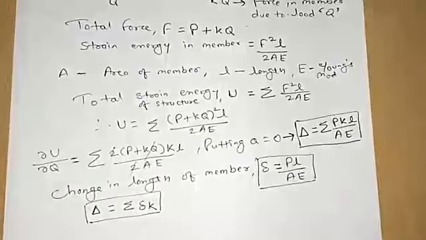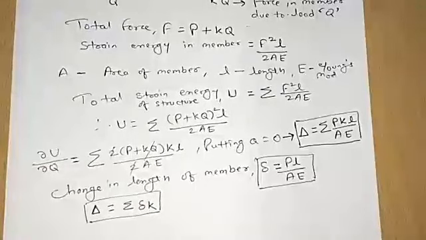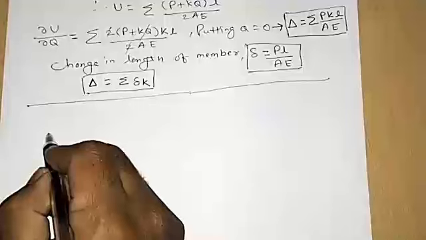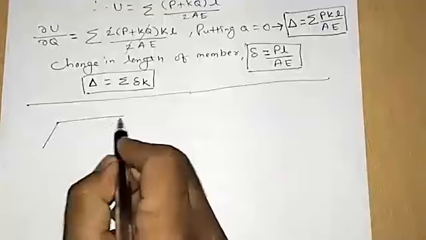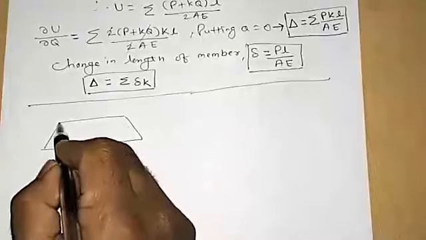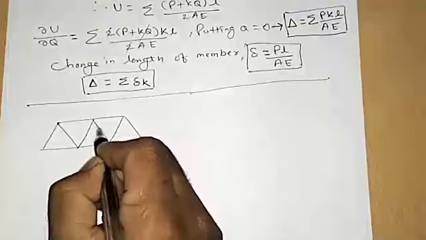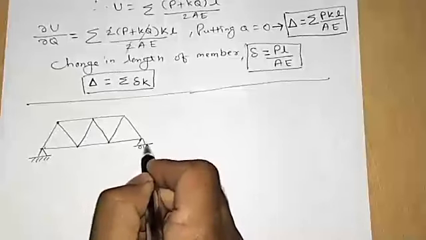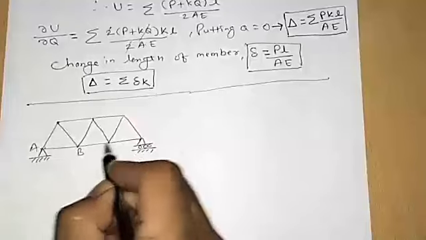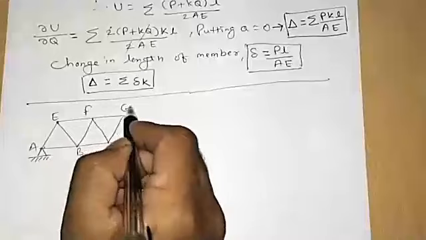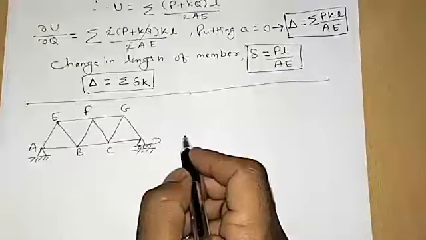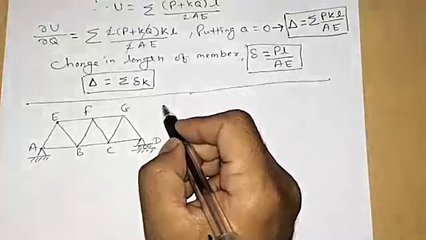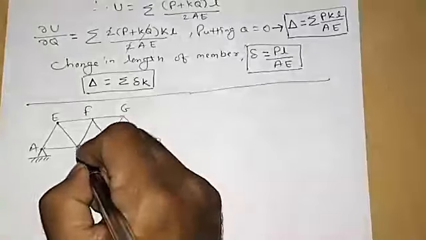Now sometimes you may want to calculate the relative displacement. Now what is this called, relative displacement? Suppose that this is a pin jointed frame. So this is A, B, C, and this is D. This is E, F, G. Now you want to calculate the relative movement of two joints. Let us take this B and this G.